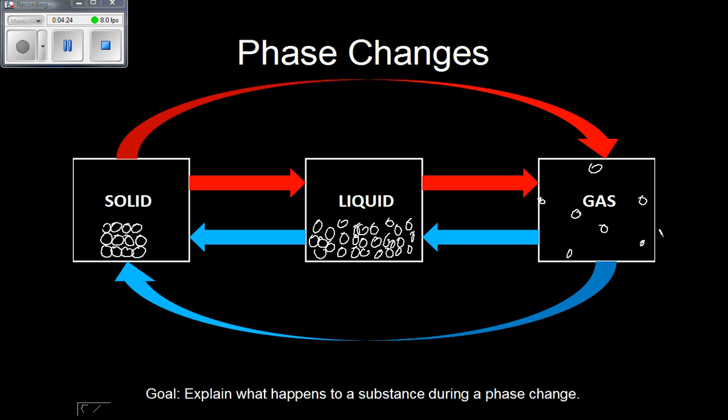You probably already know that as you take the nice organized solid and change it to a random liquid, we refer to that phase change as melting. And you know probably that the opposite of melting is freezing.